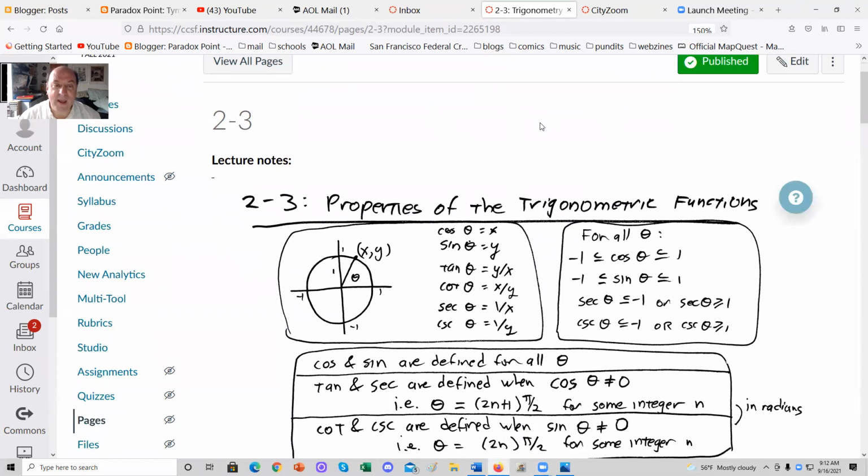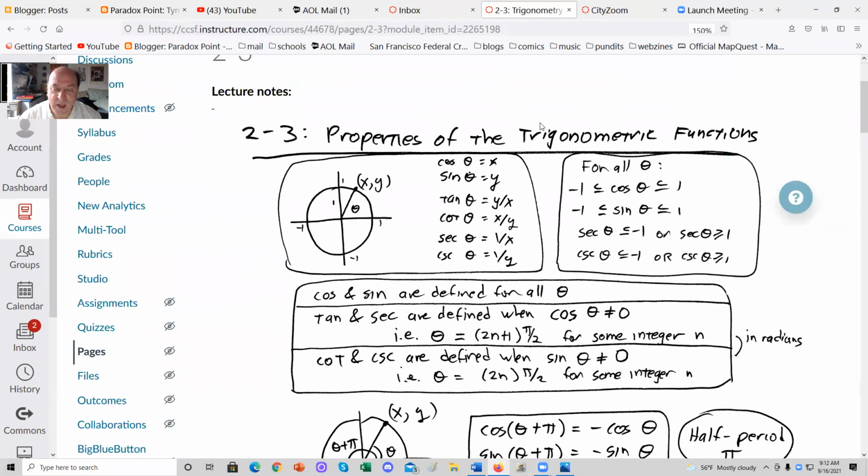All right, for today, we go through section 2.3 about the properties of the trigonometric functions. We start with the circle definition of the trig functions. We start with a unit circle, radius 1, centered at the origin. Here's a ray at angle theta from the positive x-axis. This point here is at x, y.